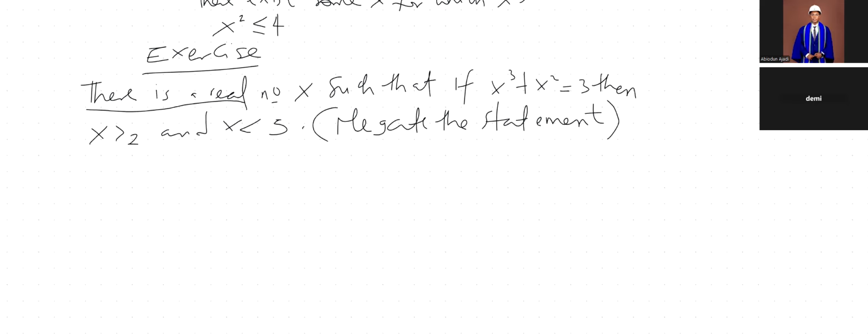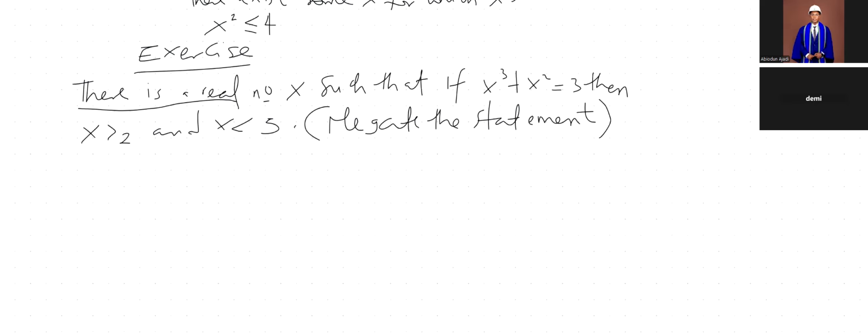Okay. Find a real number x such that if x cubed plus x squared is equal to 3, then x is greater than 2 and x is less than 5. So here we have 3 statements.